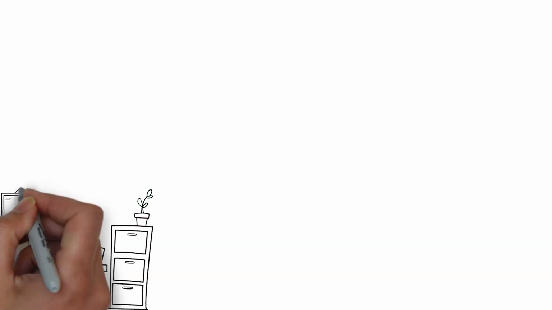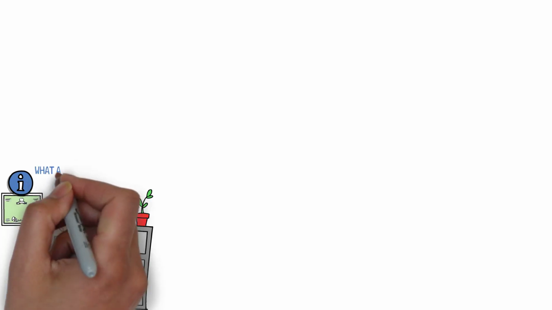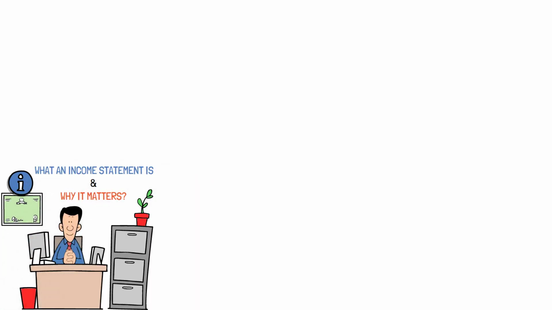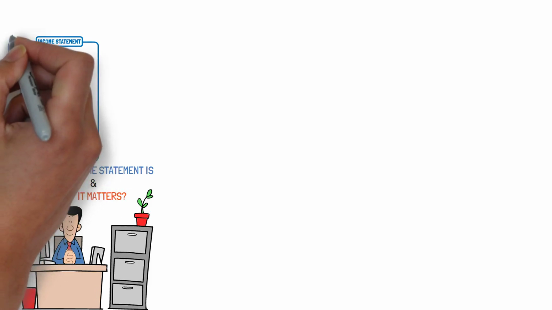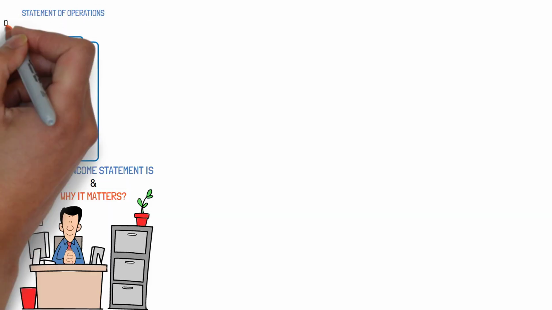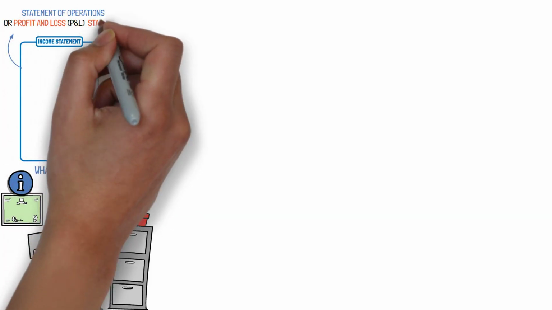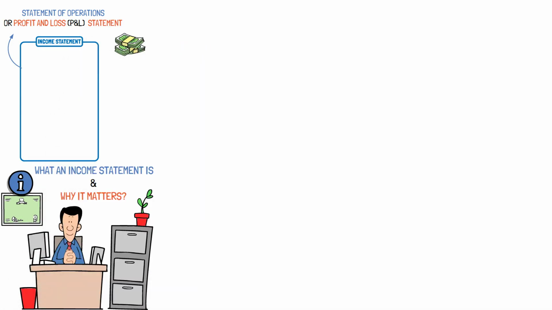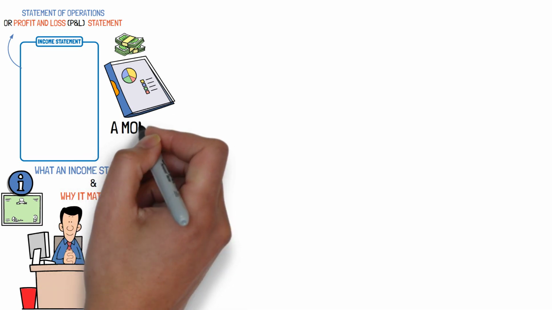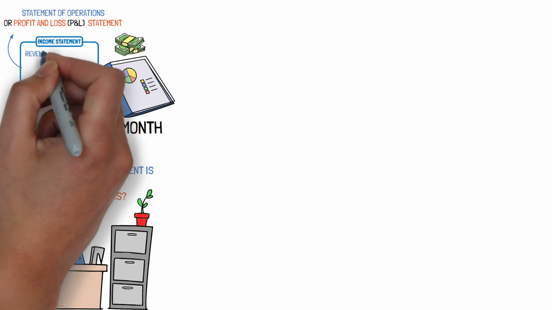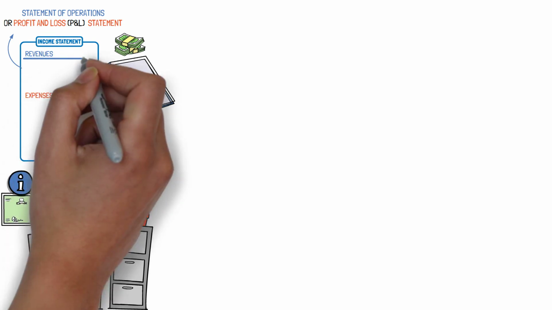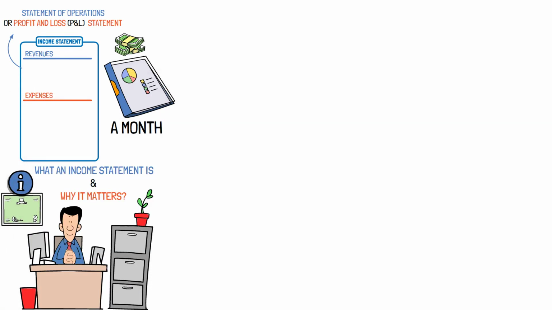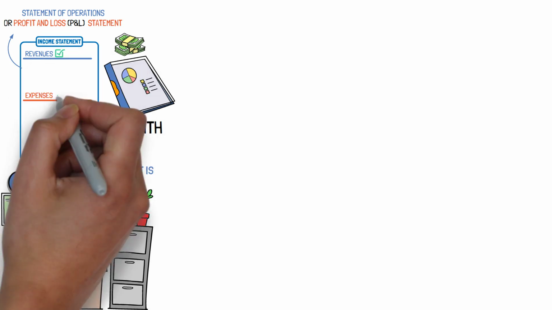Before we prepare the income statement for ABC Clothing Company, it's important to understand what an income statement is and why it matters. An income statement, also known as the Statement of Operations or Profit and Loss (P&L) statement, is a financial report that outlines a company's performance over a specific period, typically a month. It highlights the company's revenues and expenses, showing how well the business has managed its resources to generate income. The key components of an income statement are the revenue and expense accounts.